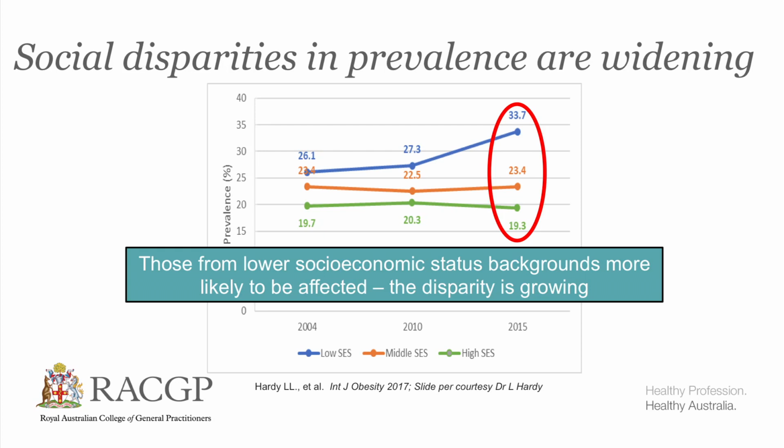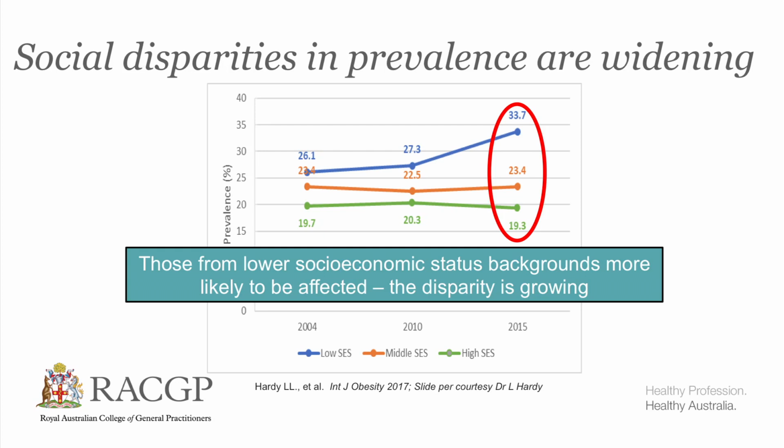This slide highlights that the social disparities in prevalence are widening. Those from lower socioeconomic status backgrounds are more likely to be affected by overweight and obesity, and the gap is growing, the gap is widening. If you have a look on the graph, you can see on the bottom line that is for the highest socioeconomic status, and they are sitting at around 19%, and the rate of overweight and obesity has stabilised. The top line in blue highlights the patients from the lower socioeconomic groups, and their rate of obesity is rising, and it's risen up to 33.7%.